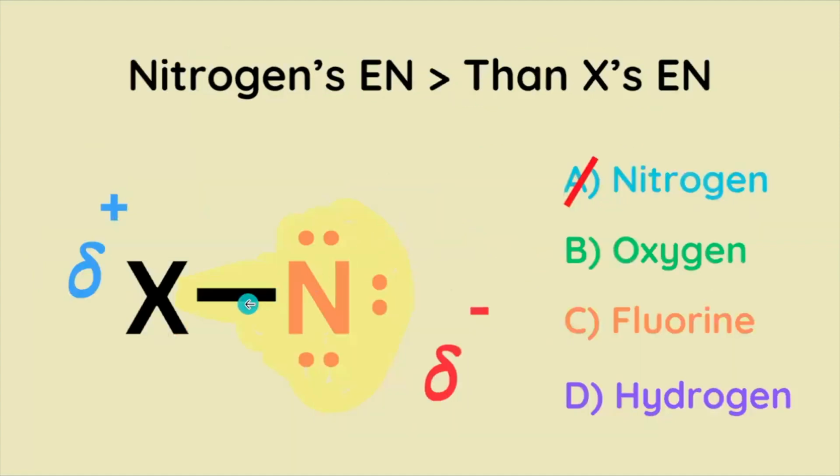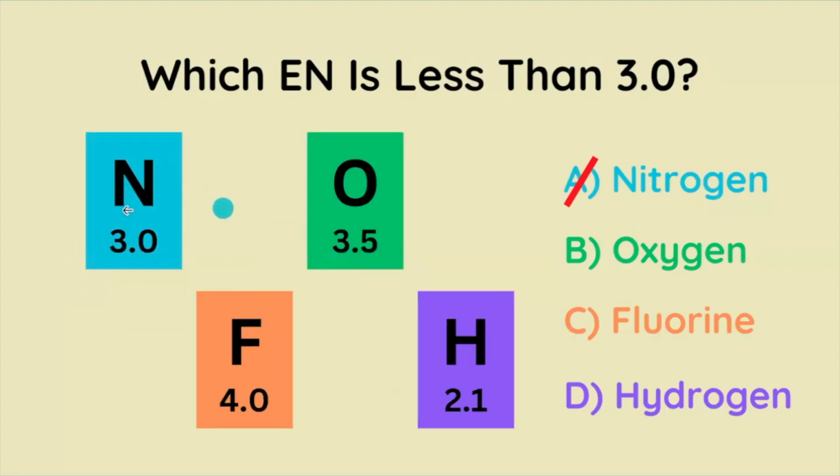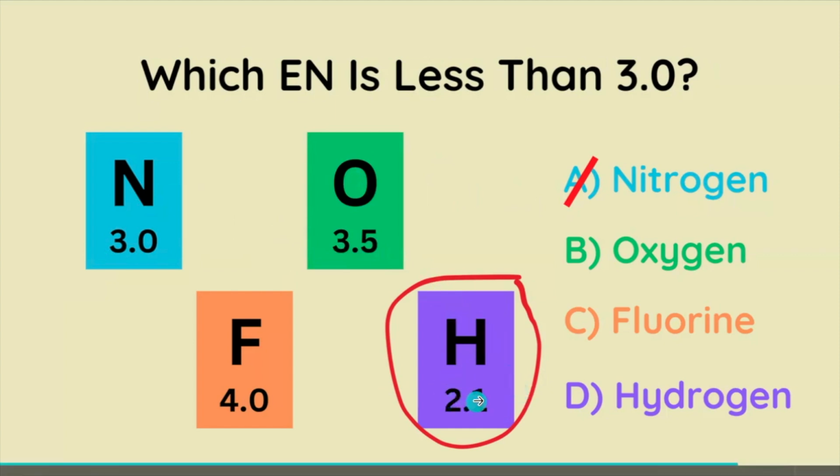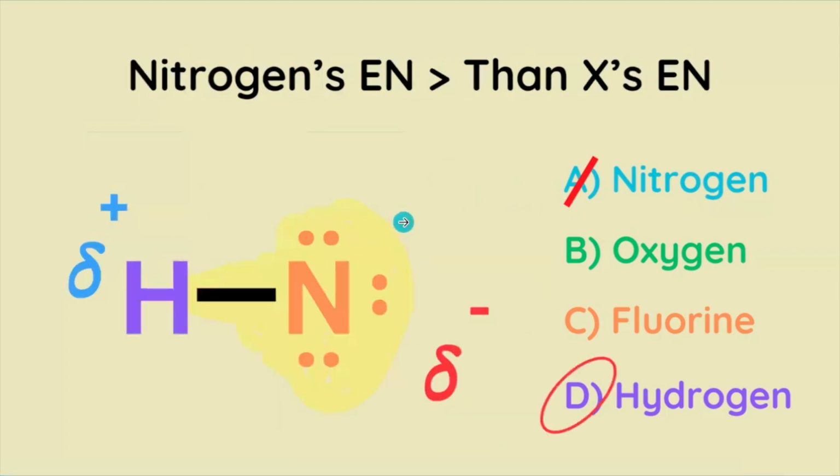So if nitrogen is hogging a negative charge across this bond, nitrogen must have a larger electronegativity than the X element in question. Since nitrogen's electronegativity is 3.0, we have to choose an element whose electronegativity value is less than 3.0. And the only option which fits this criteria is hydrogen, because it has 2.1, less than 3.0. So D is our correct answer.